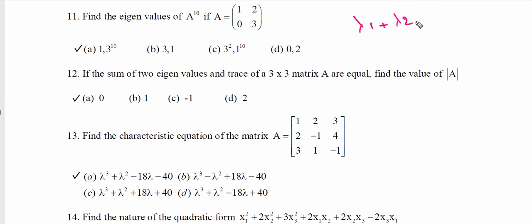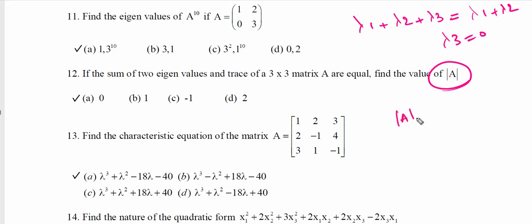Lambda 1 plus lambda 2 plus lambda 3 equals the sum of any two eigenvalues, lambda 1 plus lambda 2. So lambda 1 plus lambda 2 get cancelled, and the lambda 3 value is 0. Now we have to find the determinant of A. The determinant of A is nothing but the product of the eigenvalues, lambda 1, lambda 2, lambda 3. Here lambda 3 is 0, so the determinant value is 0.